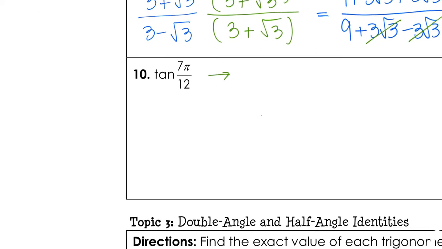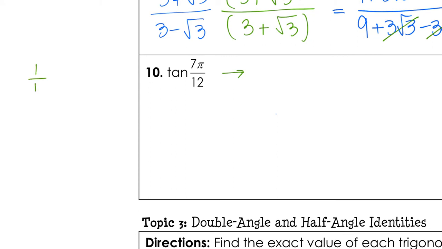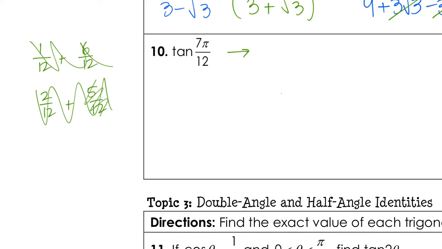And I'm just going to go down a list of possibilities. I could do 1/12 plus 6/12, but 1/12 won't simplify, so that won't work. 2 over 12 plus 5 over 12, but 5 over 12 won't simplify, so this won't work. 3/12 plus 4/12. Yes, I think that's going to be the one that works because each one of these will simplify. This is 1/4 and this is 1/3. So I can change this to tangent of pi over 4 plus pi over 3.